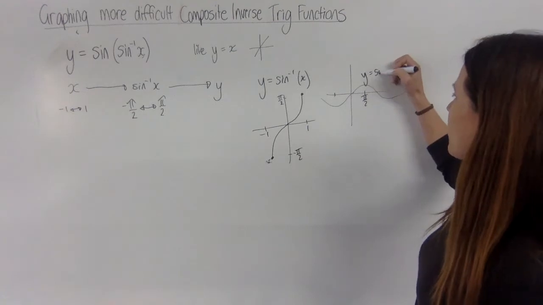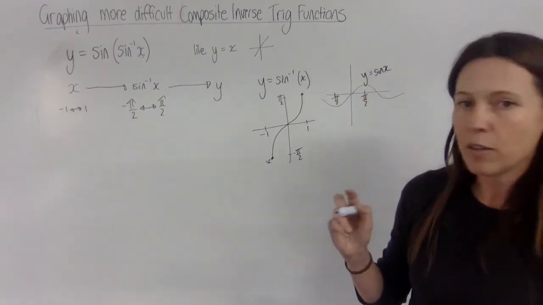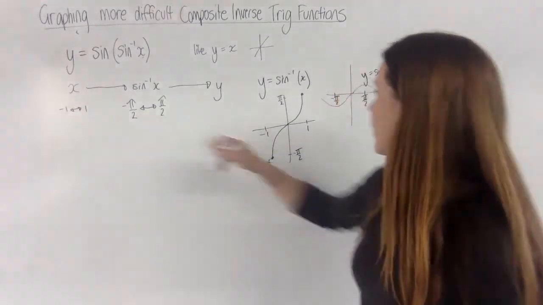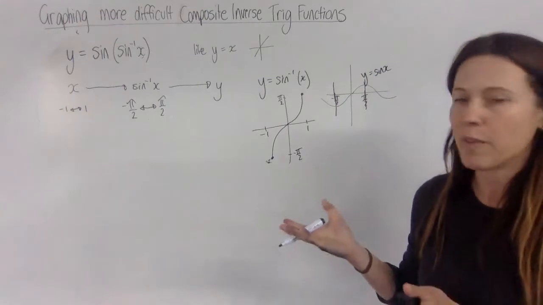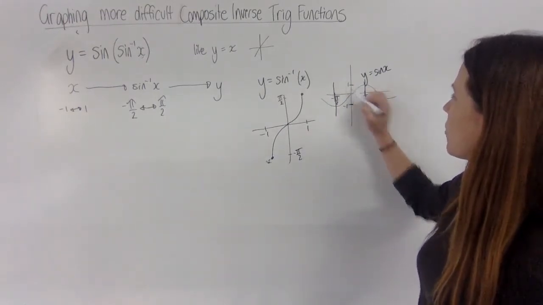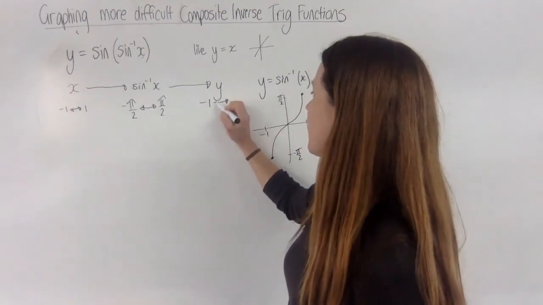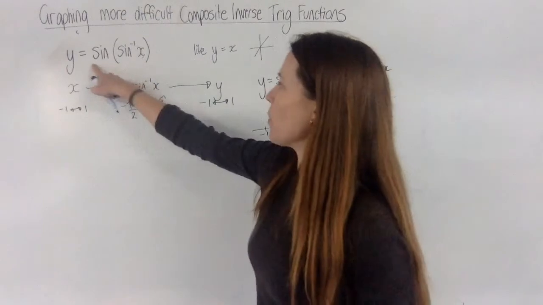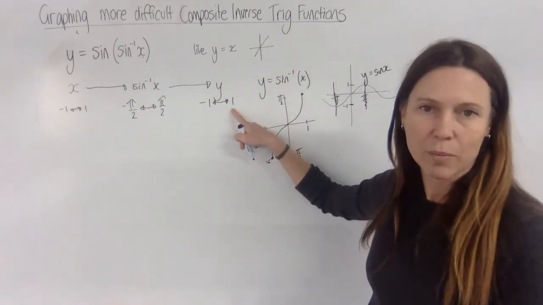This is y equals just basic old sine x, which we know well now. I know that I'm only allowed to put in these values from here to take the sine of them. So what are the answers to that? Well, they're between -1 and 1. So that means that these answers here have to be between -1 and 1. That whole thing is between -1 and 1, and that means that y is between -1 and 1.